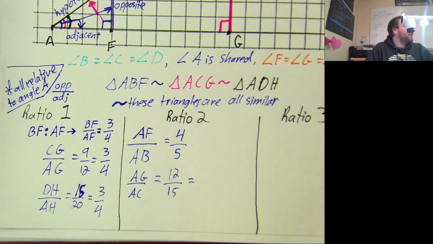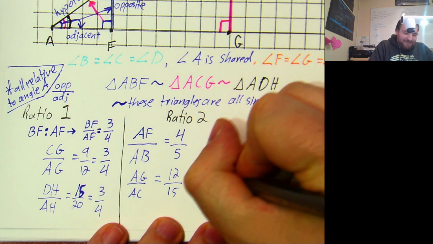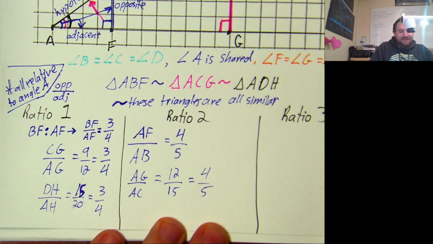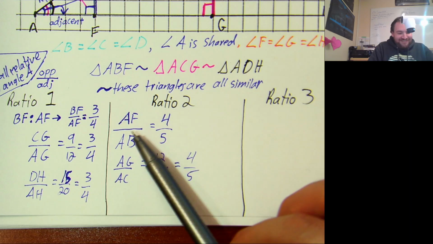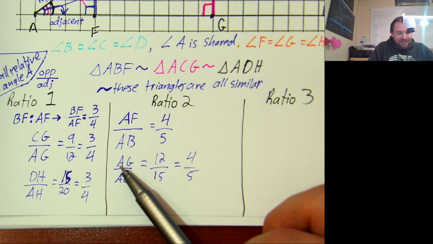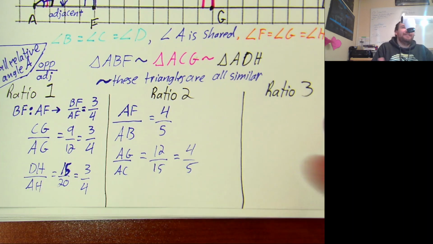Or will it bother you? Should I do that right now? Okay, I'll do it right now. So this is 4 over 5. It's not going to be secret anymore, and that's okay. So we'll do AF to AB, AG to AC. We'll do the last ratio, and then I will show you the secret hidden knowledge.